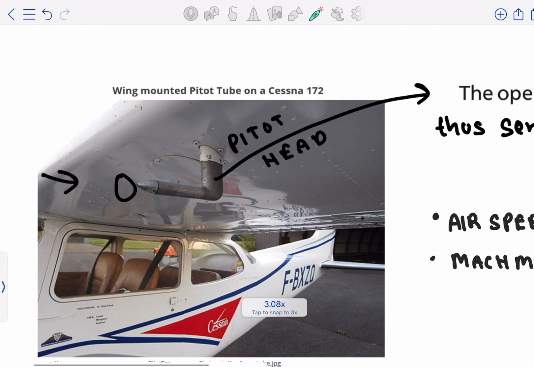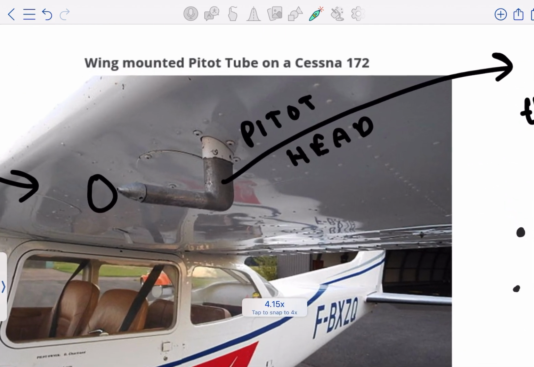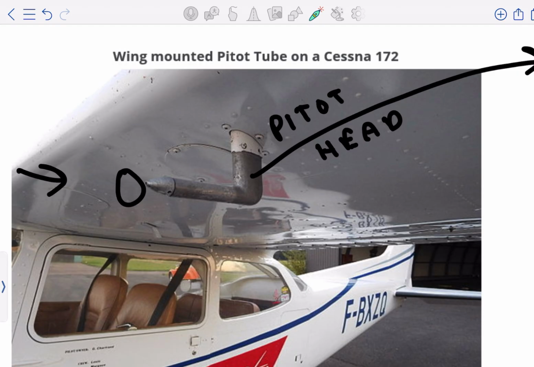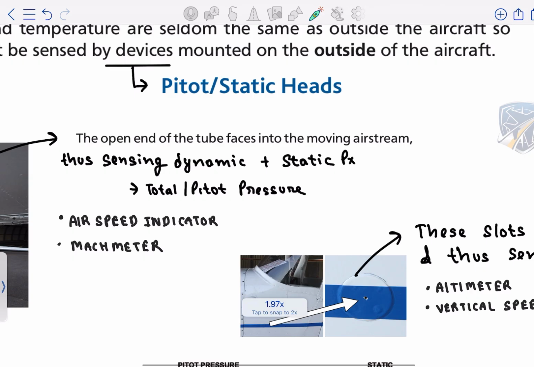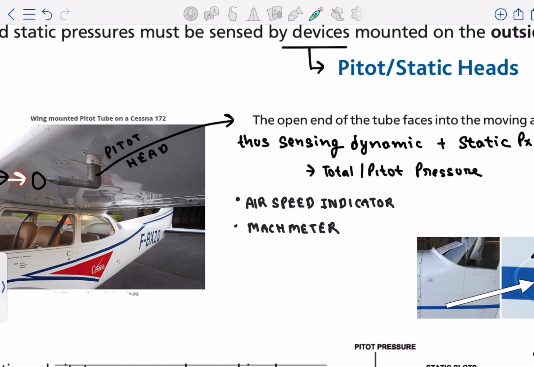Let's start with the pitot head. This is how a pitot head looks. If you look at the front of the pitot head, you can see a hole. Let's read this: the open end of the tube faces into the moving airstream. This means that this hole, or this pitot device, is facing the moving airstream, parallel to the airflow, right? From the name itself, we can say that the pitot head senses the pitot pressure, which is static plus dynamic pressure. Here it is also written that it senses dynamic plus static pressure, right?